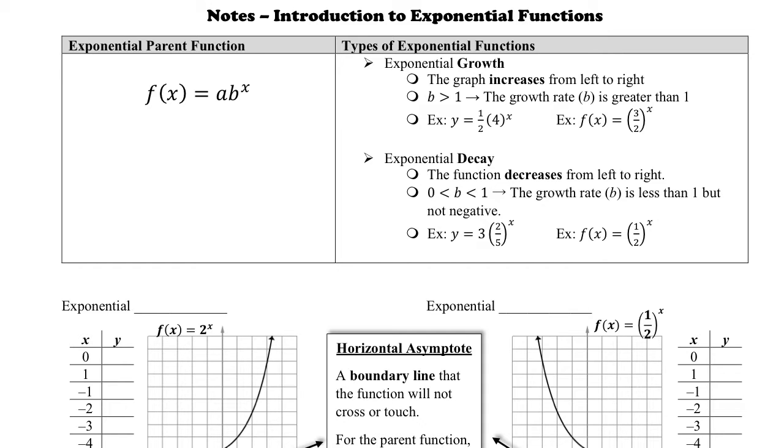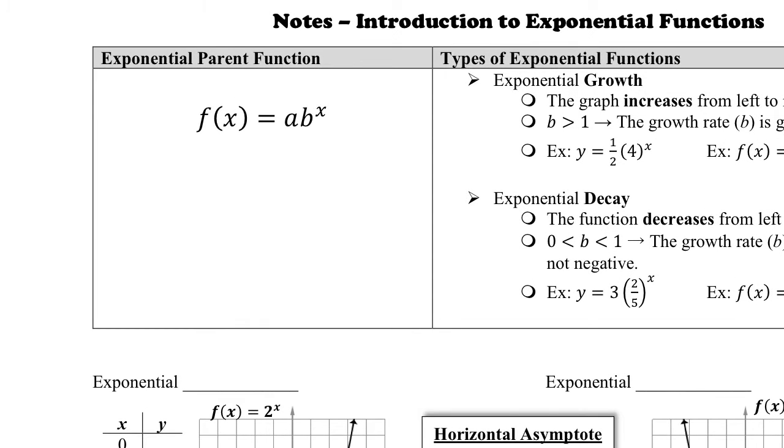Introduction to exponential functions. So the exponential parent function, the one that is used the most often, is y equals 2 to the x power. What makes something an exponential function is the fact that we have a variable in the exponent spot. None of our other functions do that. Now, the general layout is this: f of x equals a times b to the x power.